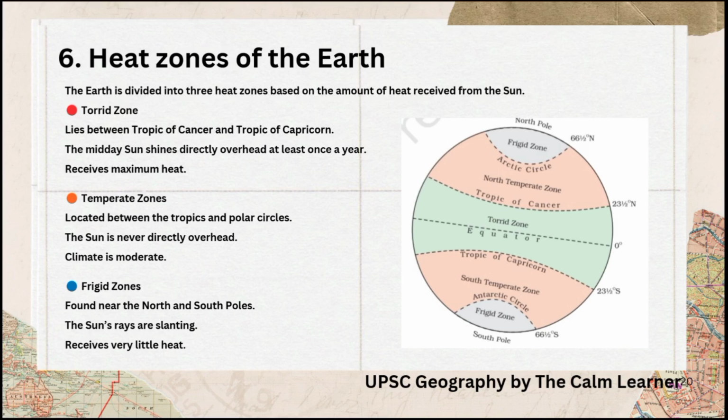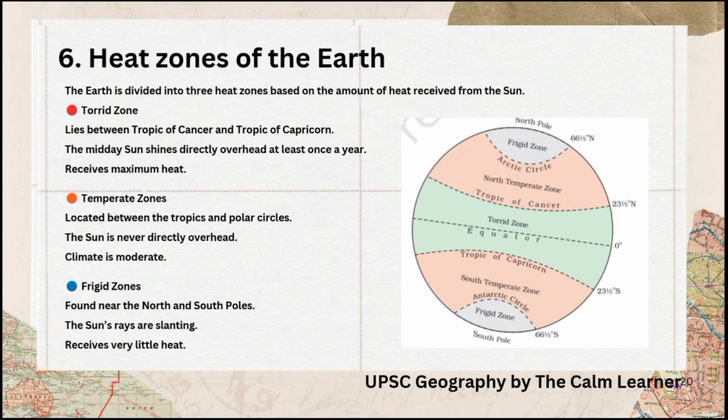Now, at last, if we look at frigid zones, the frigid zones lie beyond the Arctic Circle in the north and the Antarctic Circle in the south. You can see the gray part, frigid zones, in the diagram. In these regions, the sun rays fall very slanting. As a result, they receive very little heat and the climate remains extremely cold for most of the year.